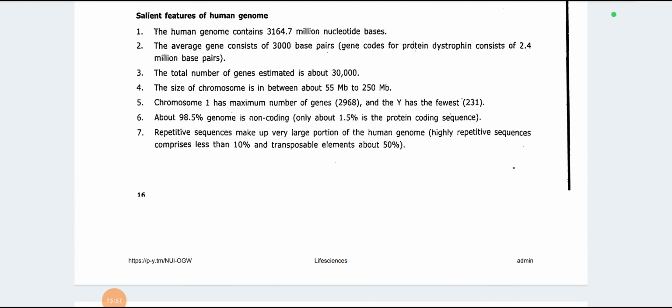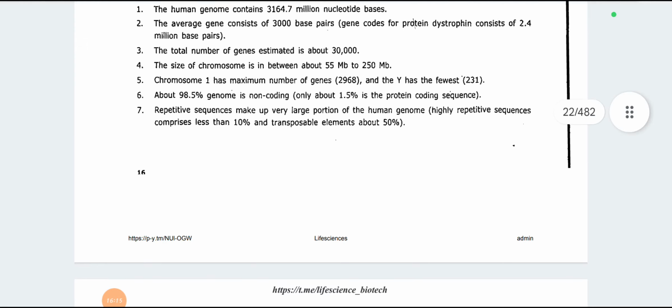So what are the salient features of the human genome? It contains around 3,164 million nucleotide bases. The average gene consists of 3,000 base pairs. The gene coding for the protein dystrophin, the longest one, consists of 2.4 million base pairs. The total number of genes is estimated at about 30,000 to 35,000. The size of a chromosome is 55 MB to 250 MB. Chromosome 1 has the maximum number of genes, 2968, and Y has the fewest, 231.